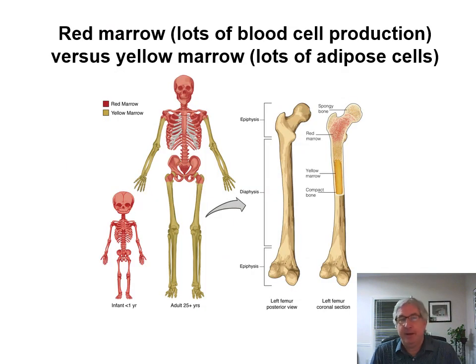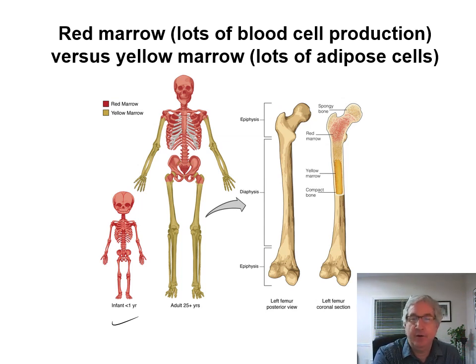All right, so when you're developing red marrow versus yellow marrow, when you're little, you're making red blood cells all over the place. If you're an infant, less than a year old, you are lit up like a Christmas tree. You are red, red, red. All your bones are making red marrow.